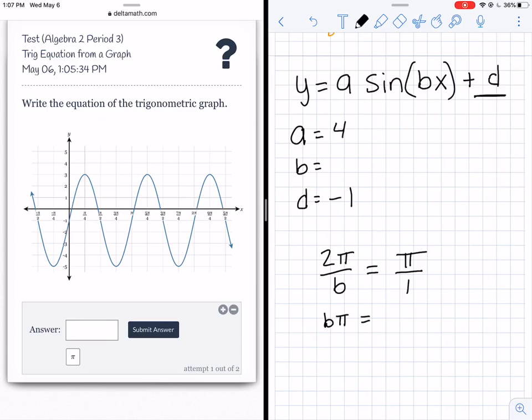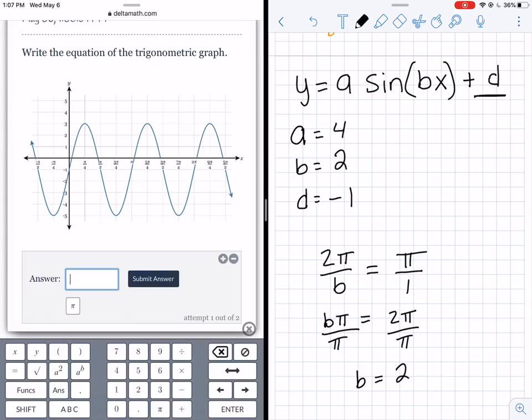b pi equals 2 pi. Again, I'm solving for b, so let's divide by pi. I get that b is equal to 2. So my b value here is 2. So now let's type in our equation. I have y equals, my amplitude is 4. I know that this is a sine equation, so again, I'm going to go to functions, I'm going to go to sine.